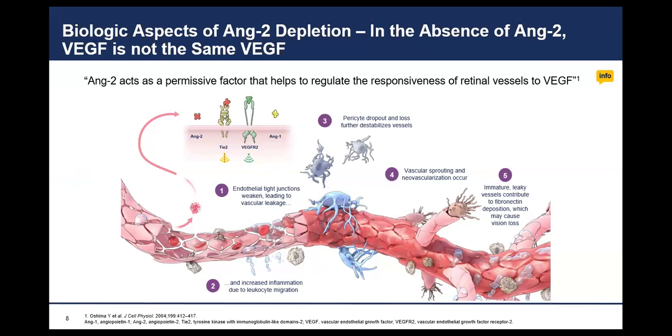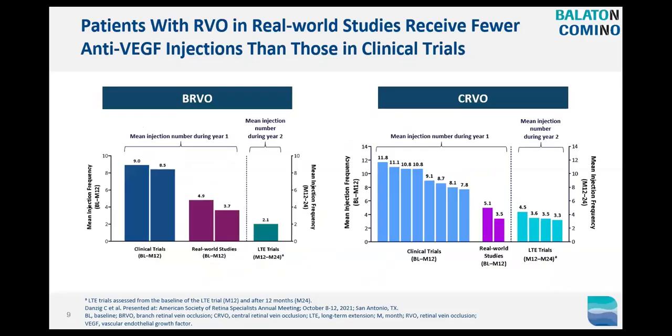Furthermore, with the VEGF effect, vascular sprouting and neovascularization occur. And ultimately, that gives you the neovascular status that we see in diabetic retinopathy, for example, or in CRVO and BRVO components, okay?